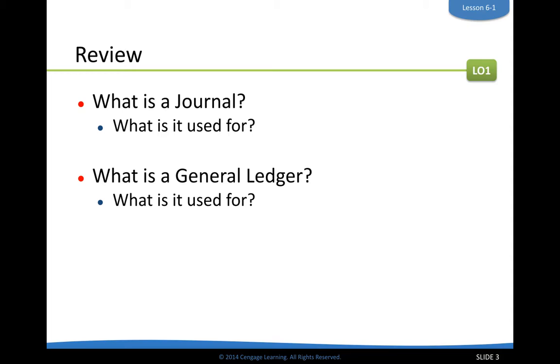Think back. What is a journal? And what is it used for? Do you guys remember? You should be familiar, but calling it out directly is a whole nother thing. So what is a journal? What do you do in it? Colin? You just record transactions. Yeah, you record transactions. In what order? By amount? By debit? By credit? By what order?